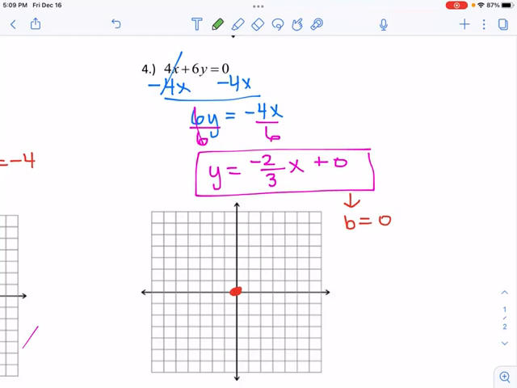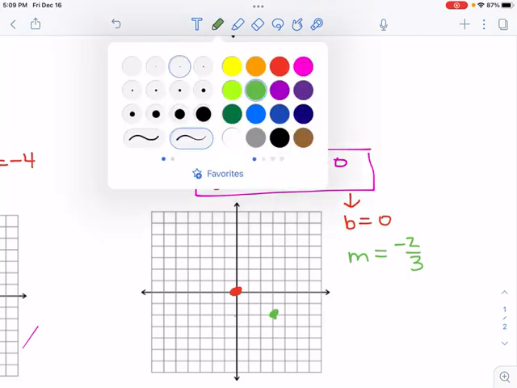Then we want to follow our slope. Our m is negative 2/3. So I can travel down 1, 2, and forward 1, 2, 3. Make a second point on my line and graph my line.